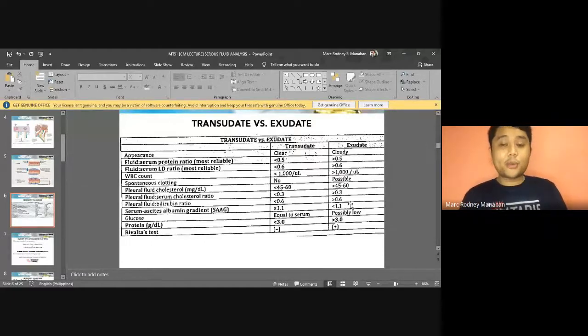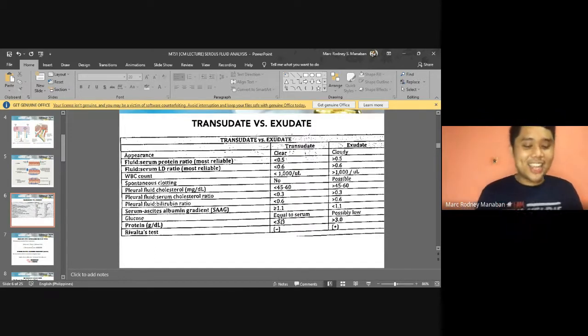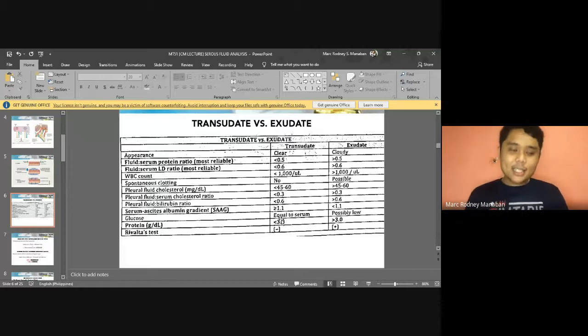And as you can see, dears, for the normal results, silang tanan sa exudate increased, except lang sa serum ascites albumin gradient. Decreased sa exudate, pero mas taas sa imuhang transudate. So that's what you need to remember lang. Basta decreased gani tanan, that's transudate, except for SAAG. Si serum ascites albumin gradient, increased sa transudate, decreased sa exudate. The rest, kay increased sa exudate, decreased sa transudate.